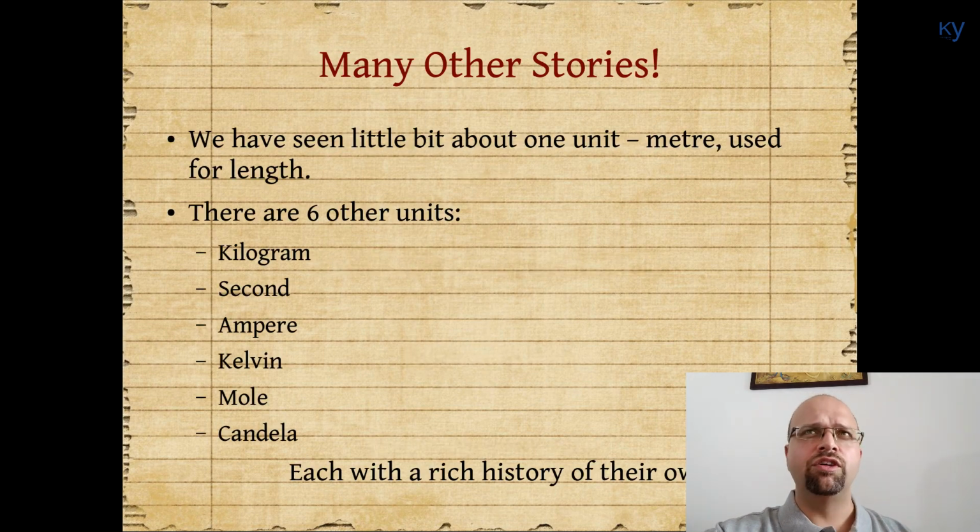Now remember, we've only covered an overview of the history of the unit of length, which is the meter. There are 6 other fundamental units that we use in physics: the kilogram, the second, the ampere, the Kelvin, the mole, and the candela. Each one has a history of its own. We have already seen how fascinating the history of length is, and I'm sure the histories of all these other units are equally fascinating.